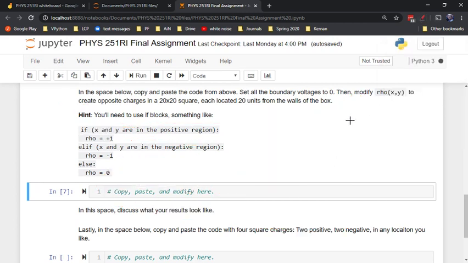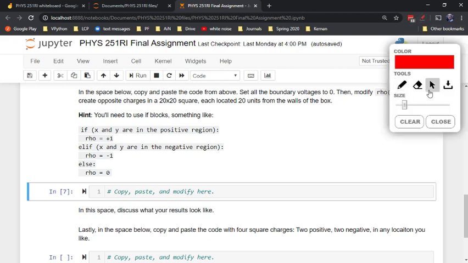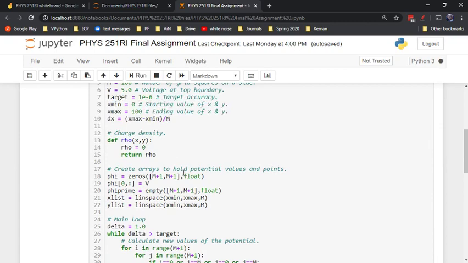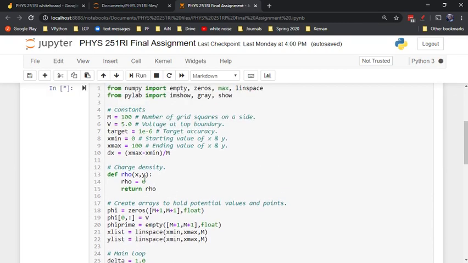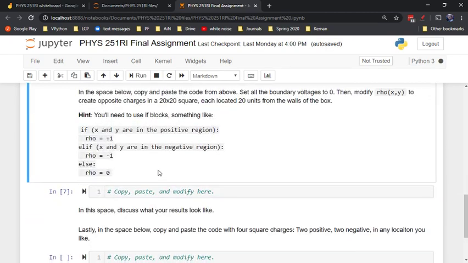I'm also asking you to set all the boundary voltages to 0. And so that's just a matter of taking this V value up here and setting it equal to 0. That's the only other piece you have to change. Those are literally the only things you have to change. You run that, get out a pretty graph, and you submit that.